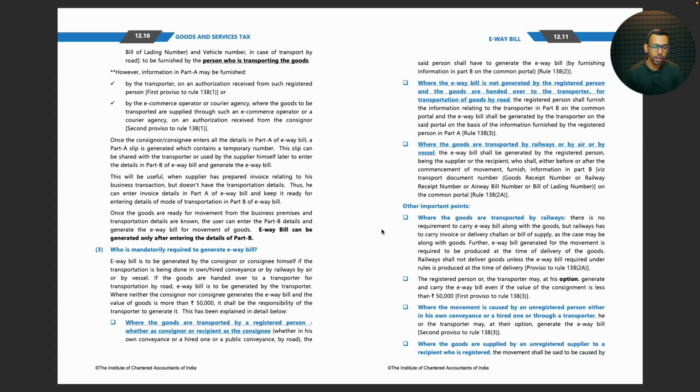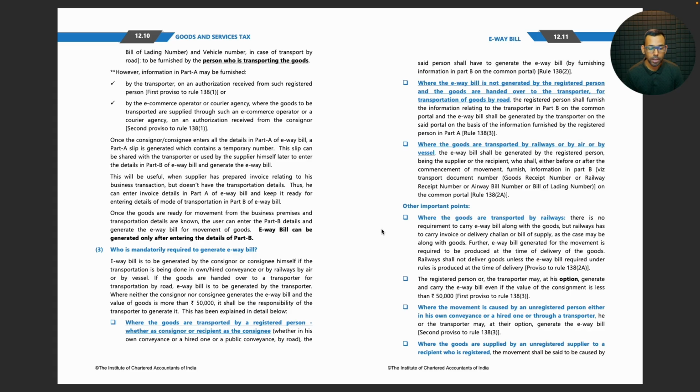E-way bill is to be generated by the consignor or consignee himself if the transportation is being done in own or hired conveyance or by railways or by air or by vessel. If the goods are handed over to a transporter for transportation by road, e-way bill is to be generated by the transporter. Where neither the consignee nor consignor generates the e-way bill and the value of goods is more than 50,000, it shall be the responsibility of the transporter to generate it. This has been explained in detail below.